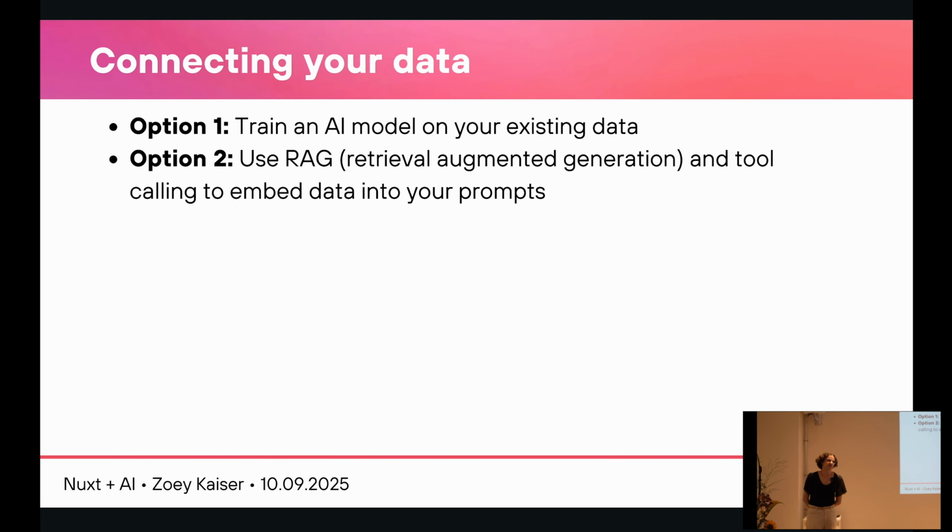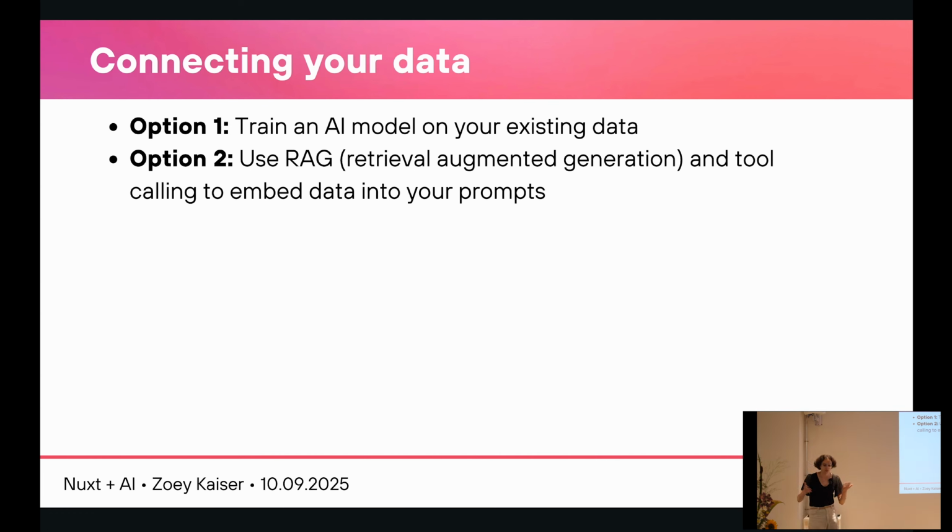When we looked into this, there were two primary options we could do. The first option, we could train an AI model on our existing data. The second option was to use something called retrieval augmented generation and tool calling to embed our data into the AI that was already pre-trained.